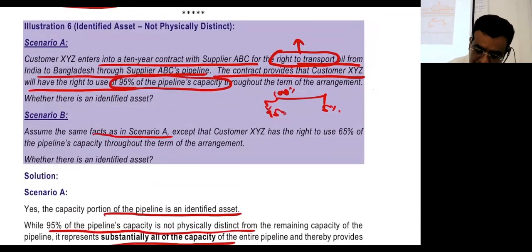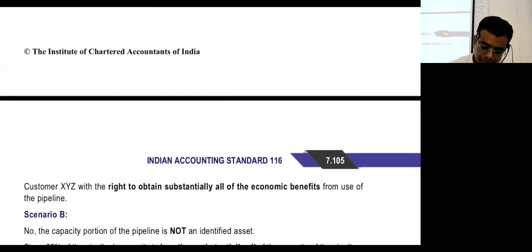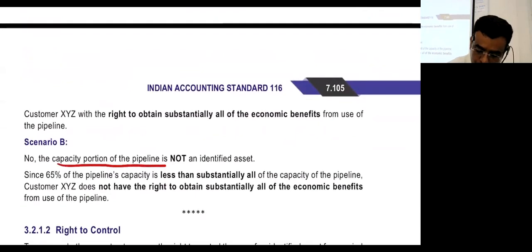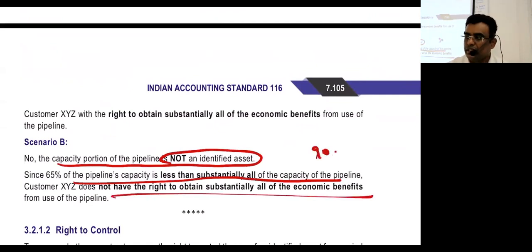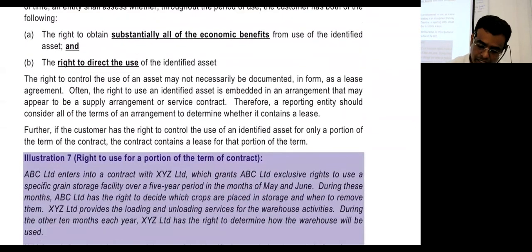Assume the same fact and scenario except the customer XYZ has a right to use 65% of the pipeline. Not substantive. Yes or no? Maybe we can take it as above 90%? Okay. No, the capacity portion in the pipeline is not 95 percent. It is not mentioned anywhere how much it is. You take 90% as an assumption. No figure is mentioned in the standard. Rights. Next, what do we look at?